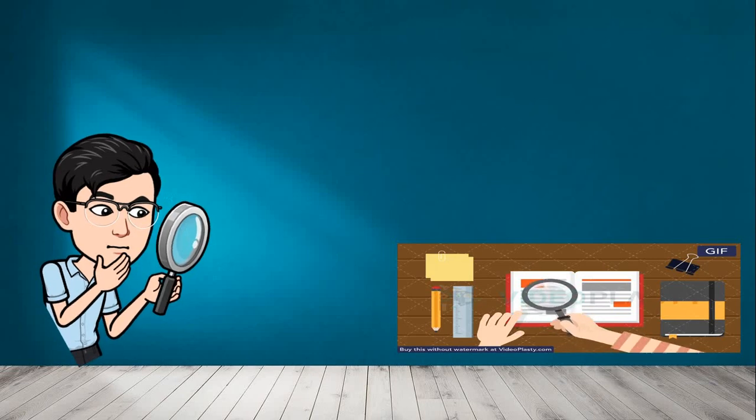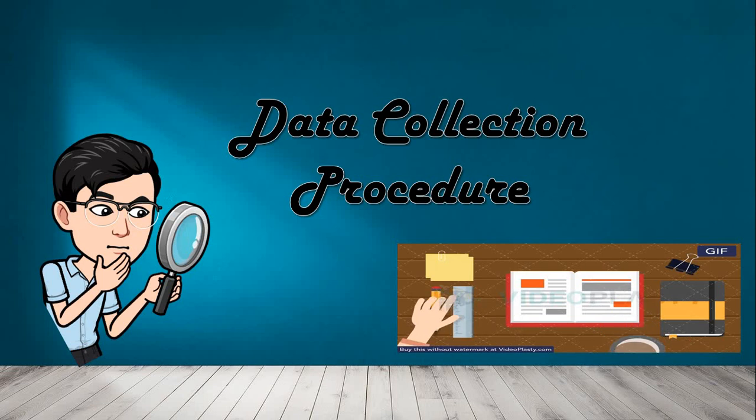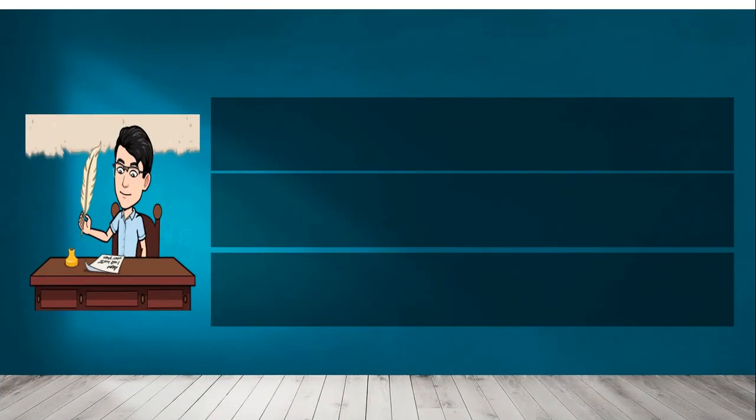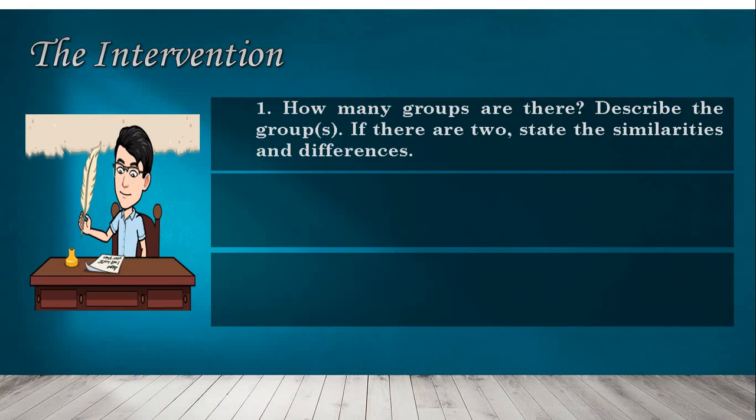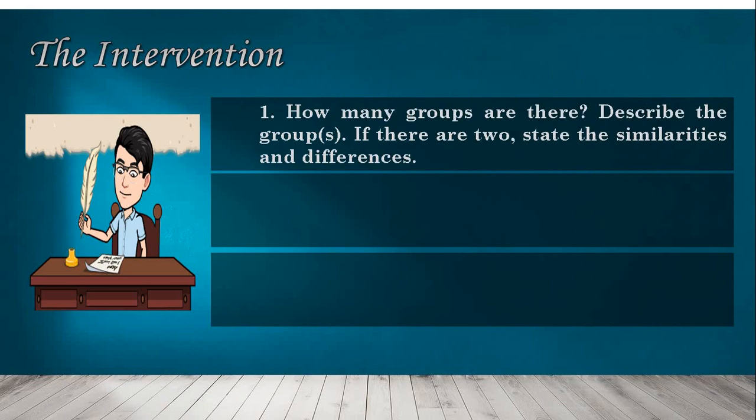So let us now move on to the data collection procedure. First, we have the intervention. It clearly and completely describes how the intervention will be implemented such that the reader can replicate the intervention. Describe what happens in the comparison group. First, how many groups are there? Describe the group or groups, and if there are two, state similarities and differences. Kailangan natin describe kung meron tayong treatment group or control group or isang group lang ng experimental group.